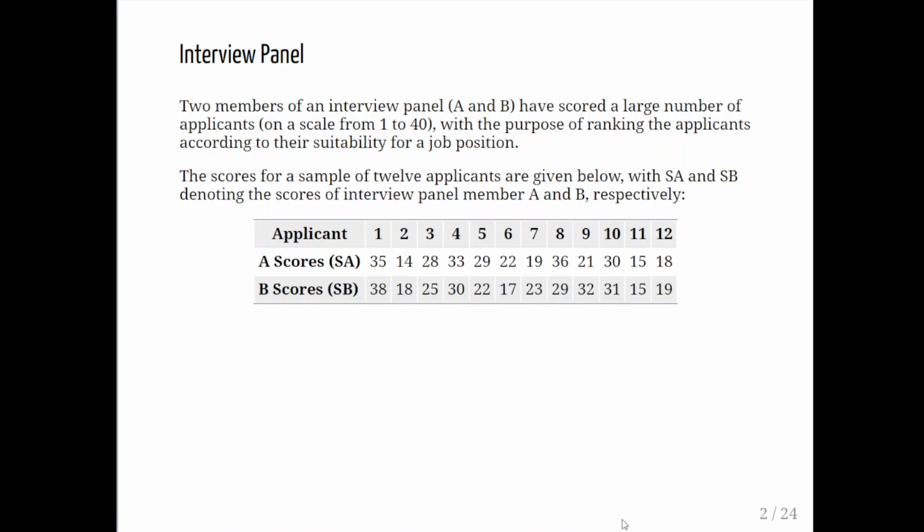So we have the A scores, which are saved as SA: 35, 14, 28, 33 and so on. And B scores: 38, 18, 25 and 30 and so on. So there's 12 scores each, for each applicant, for each interviewee, okay?